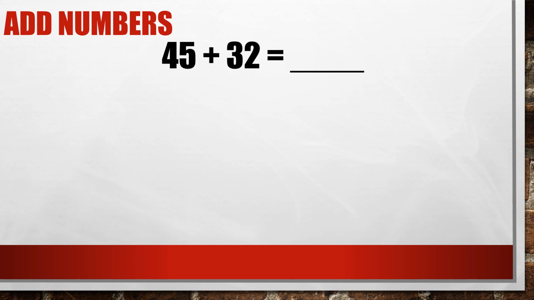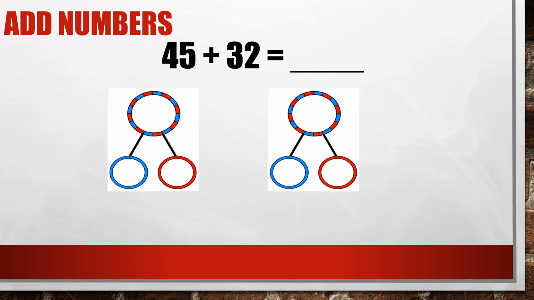The equation reads 45 plus 32 equals something. So the first thing I need to do is to partition these two numbers. So I need to draw my two number bond circles. And in the first circle, I need to put 45. And I can partition that number into 40 and 5, because 40 plus 5 equals 45.